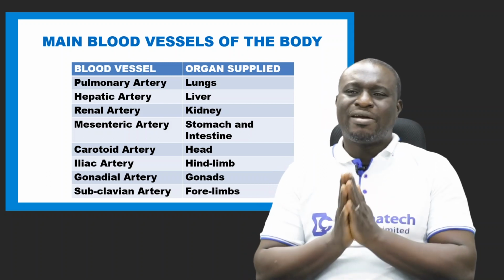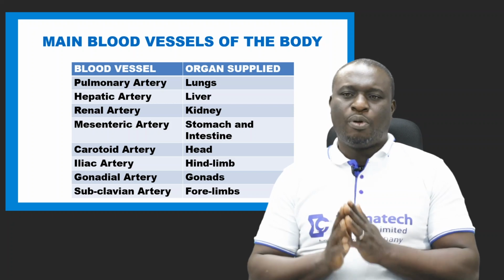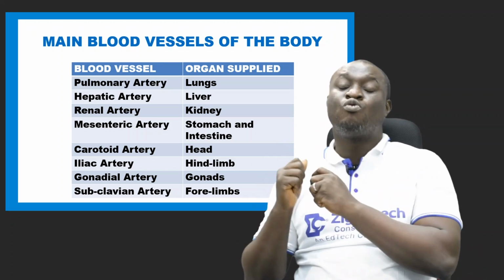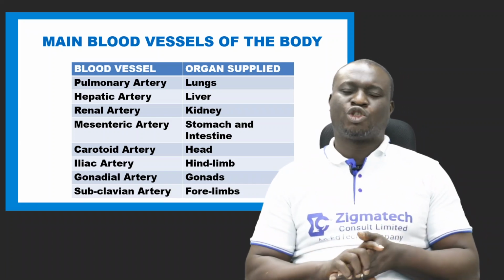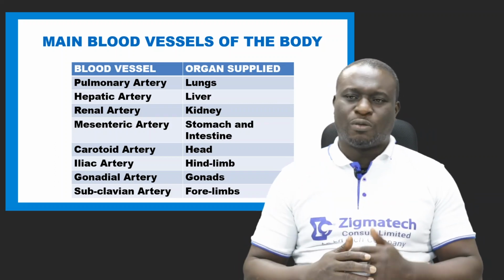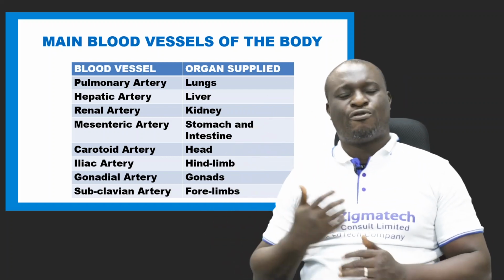Now, the pulmonary artery supplies blood to the lungs, while the pulmonary vein takes blood away from the lungs. We also have the hepatic artery. It supplies blood to the liver, which is an organ, while the hepatic vein takes blood away from the liver.